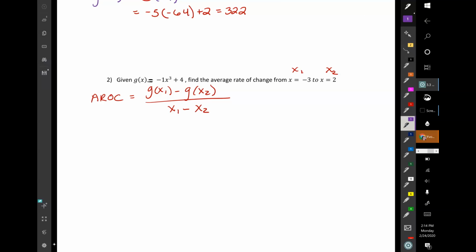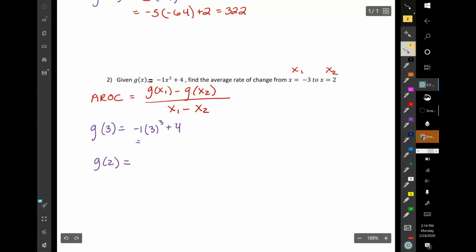So we're going to write out f of x, or g, I keep writing f, but it's g for this one. G of x sub 1 would be g of negative 3. And the other one, g of x sub 2, is g of 2. So I'm just going to jot those down. So go ahead and try to plug those in. Okay, so we're just going to pop the negative 3 in for x up in our function here. So we have negative 1 times negative 3 cubed plus 4.